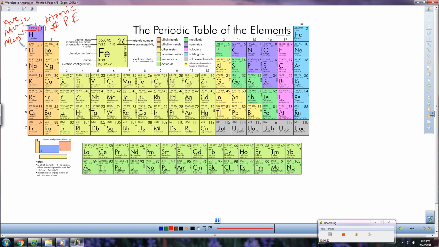So we just round the atomic mass number up or down based on our rounding rules, and we get the number of neutrons by simply taking atomic mass minus atomic number, and there's our number of neutrons.